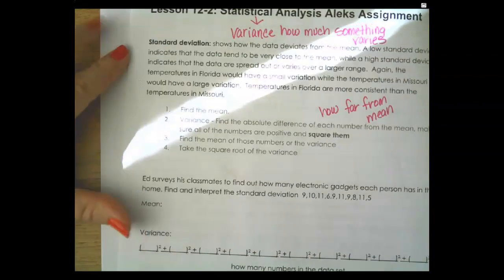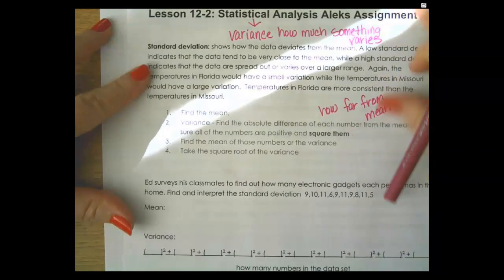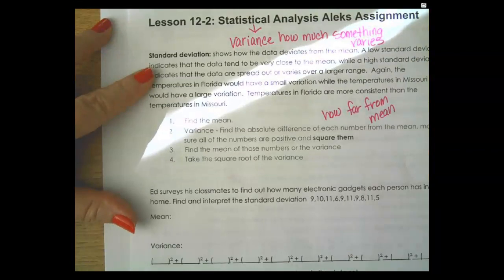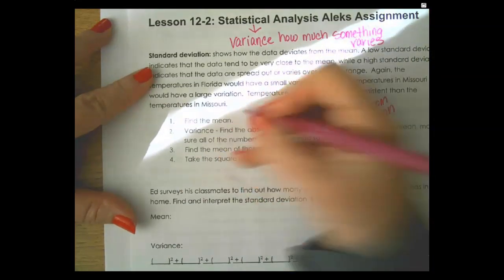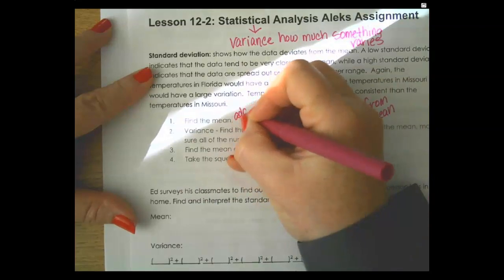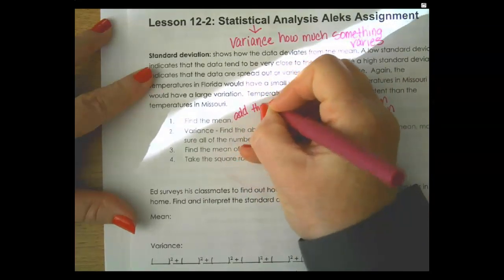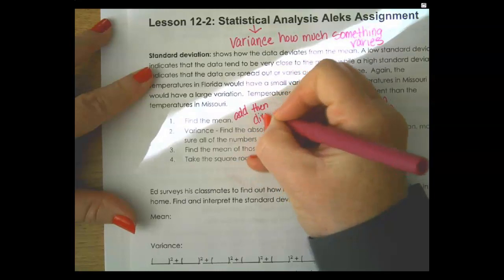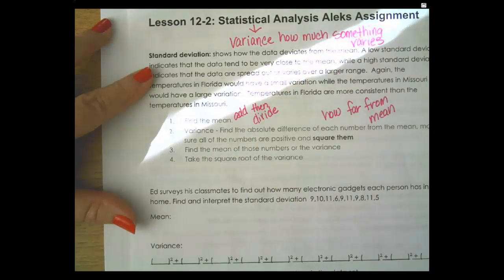All right, so this is just 1 page of notes. And here are the instructions. I'm going to read them and then we're going to do them. So first of all, we find the mean. We know how to do that because we add, then divide. So add, then divide. Do not punch this all in the calculator at once. It will not like it.